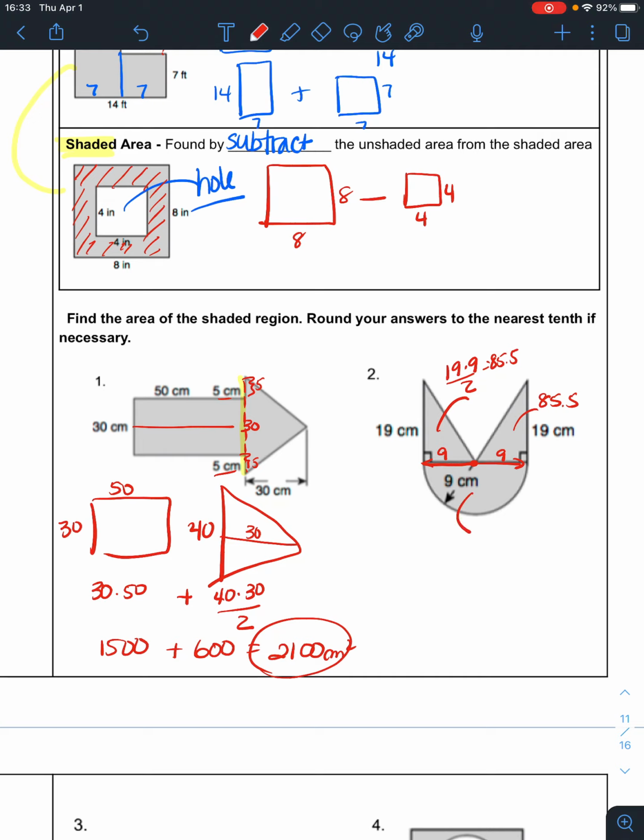And then this is a semicircle, or half a circle. So the entire circle would be pi times r squared, 81 pi, and that's divided by 2 because it's half a circle. And we would add those together. So we take 85 and a half times 2, and we add half the circle.